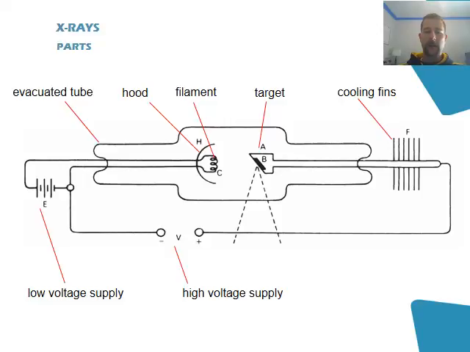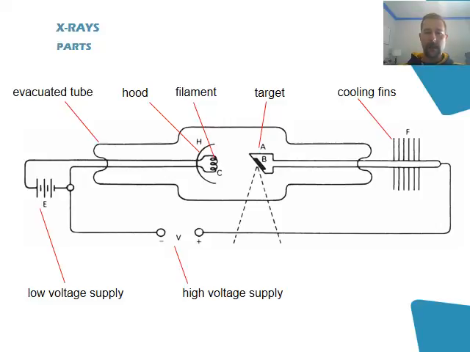So we start off with a filament that is connected to a low voltage power supply. Now this affects the intensity of the electrons that are emitted from the filament. Around the filament is a hood denoted by the letter H, and this focuses the electrons in one direction.